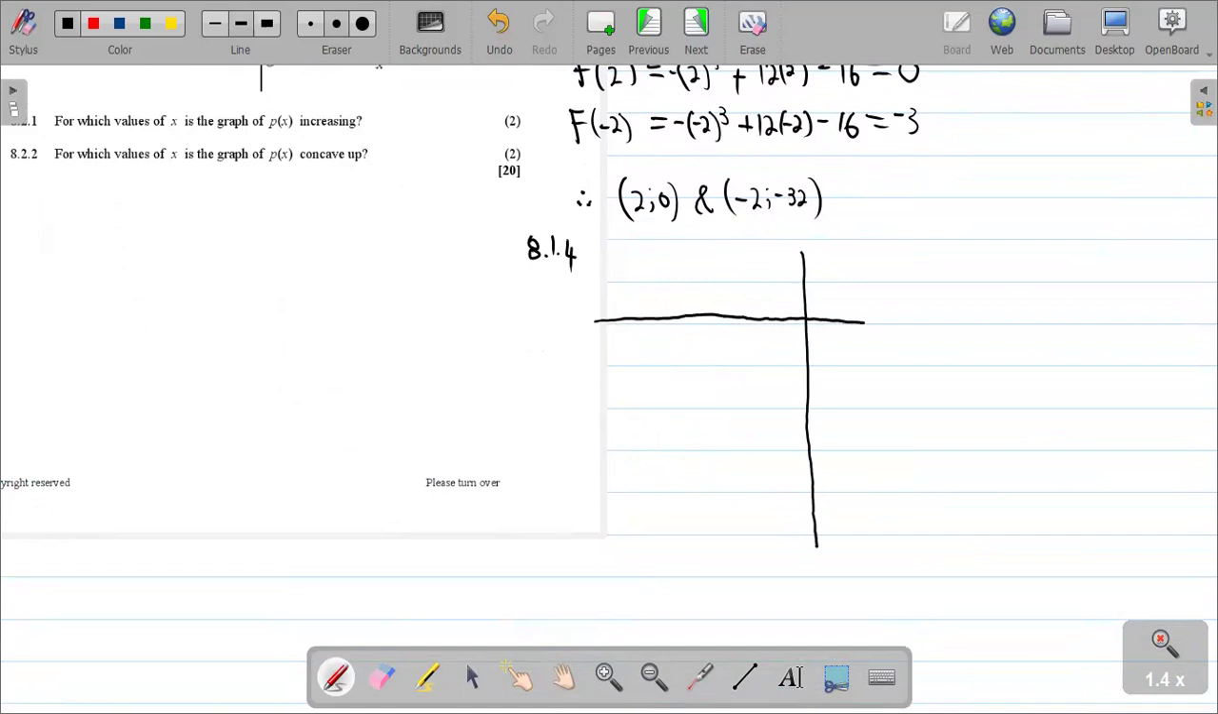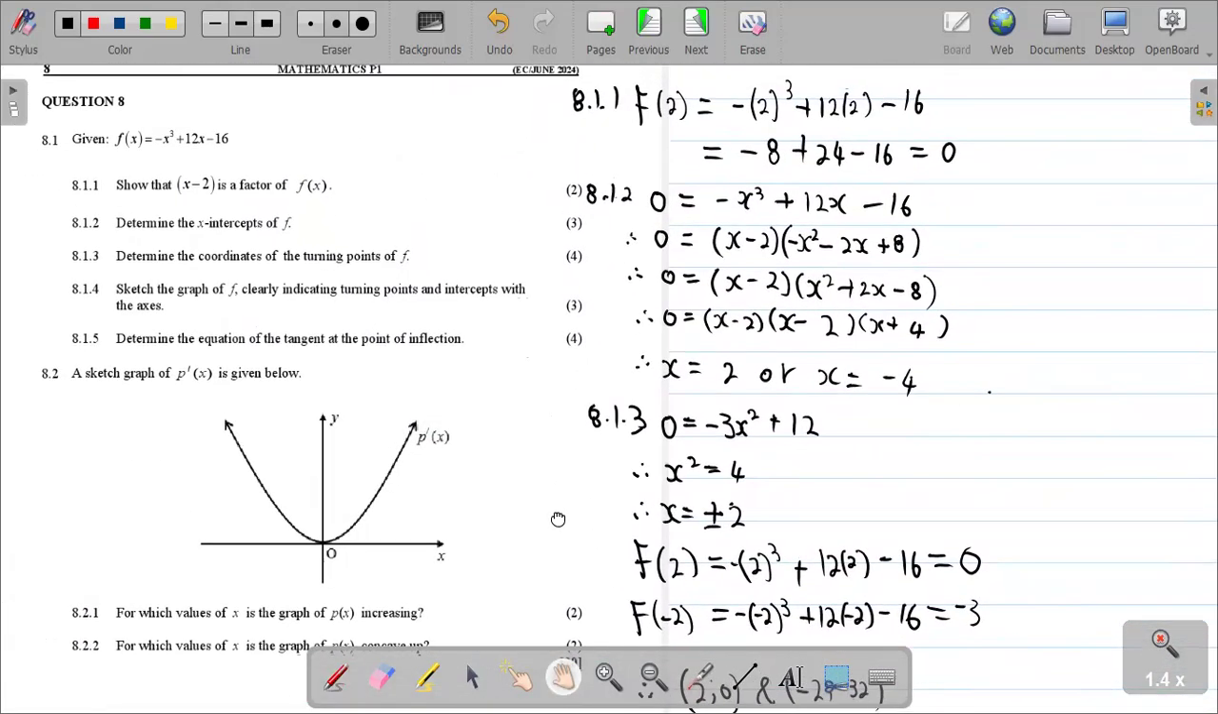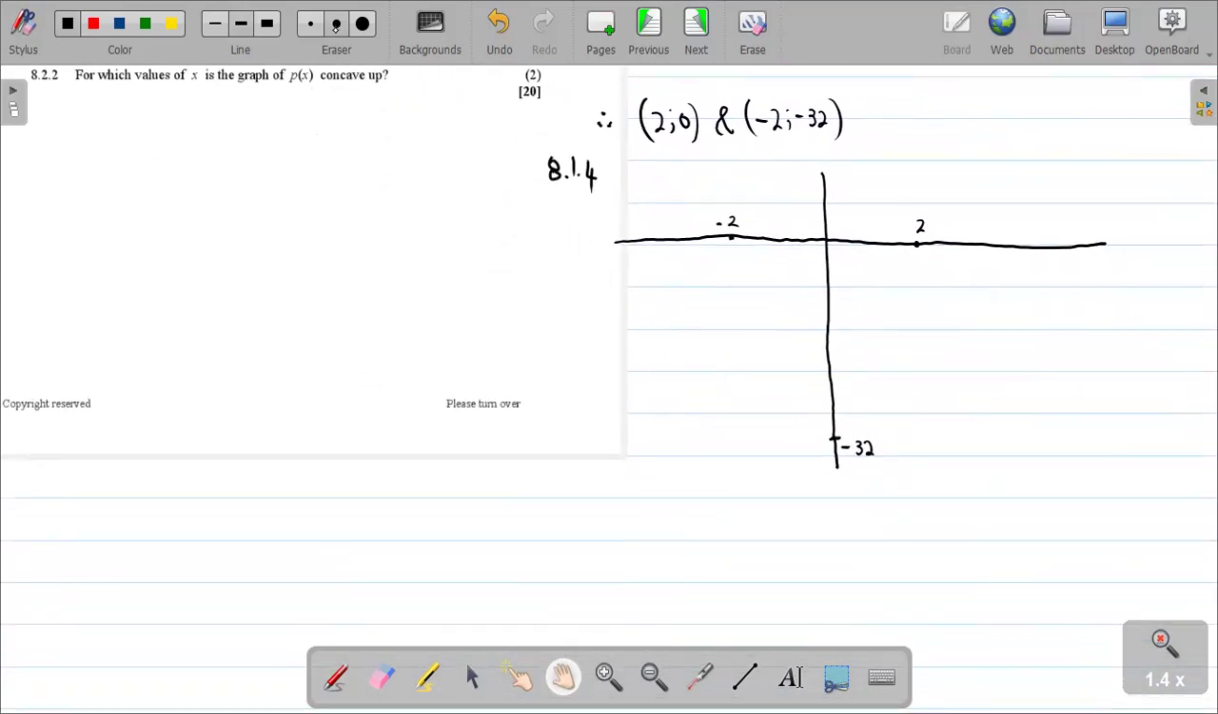So at 2 and 0 here, there's going to be a turning point, and then at -2. So we have 2 here. Then we have -2. And then here we can say -32. So there's going to be a turning point here. And then the graph is going to cut where? They gave us that. It's going to cut at -16.